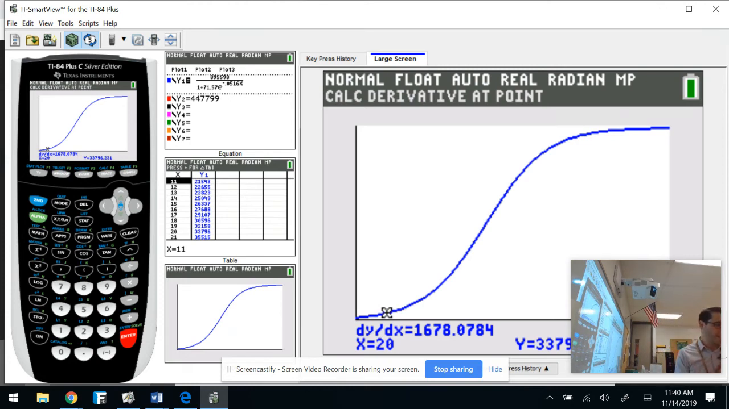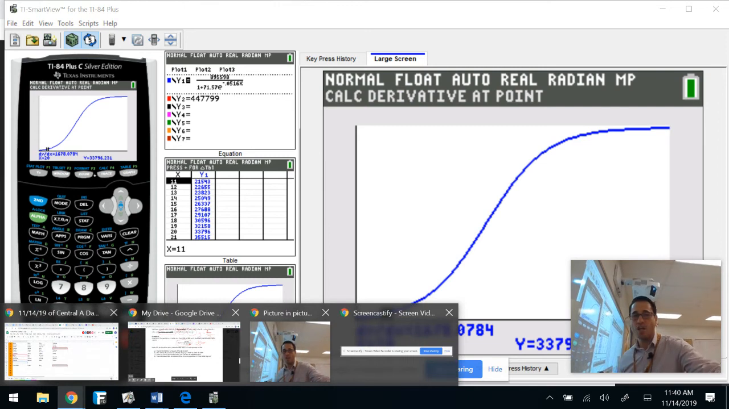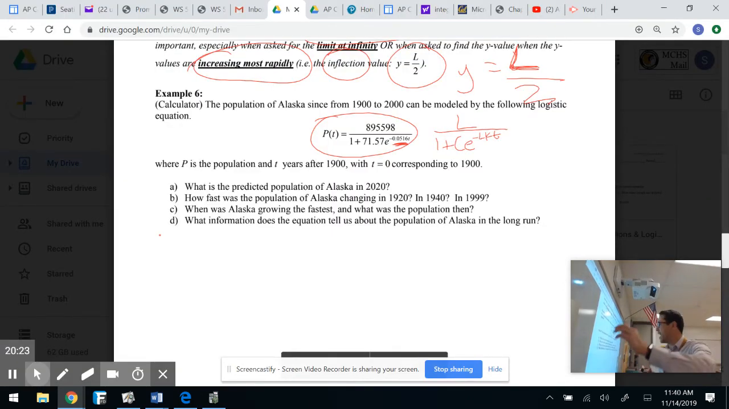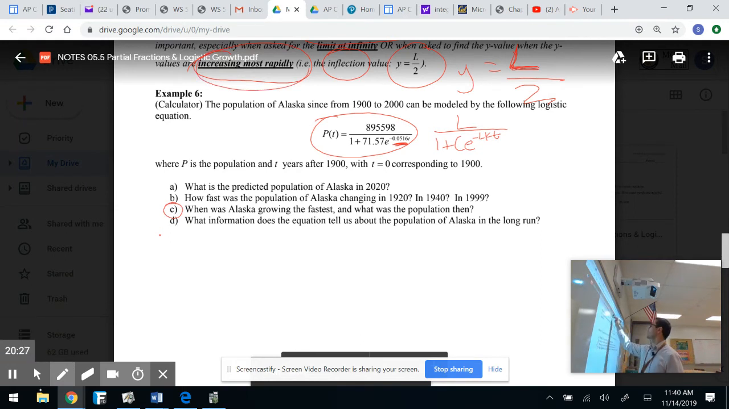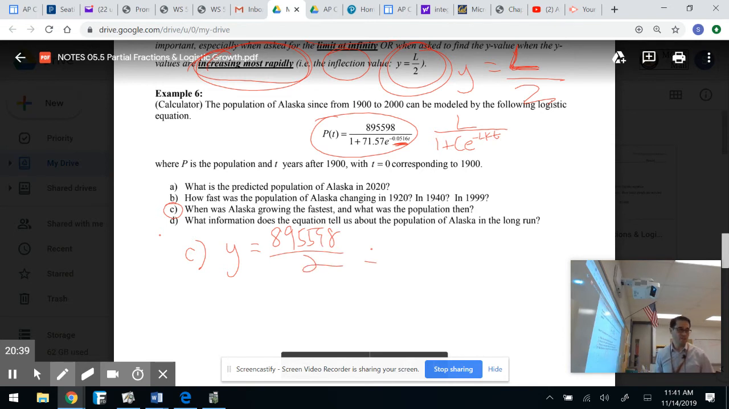Okay, and I'm not going to do 1940, 1999. It's the same thing. See, when was Alaska growing the fastest? And what was the population there? So when is Alaska growing the fastest? Well, let's go back here. If it's growing the fastest, I want to use these notes up here. It's going to be growing the fastest at y equals your carrying capacity, right, class, divided by 2. It's that simple.